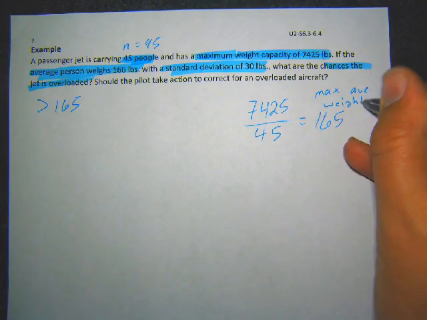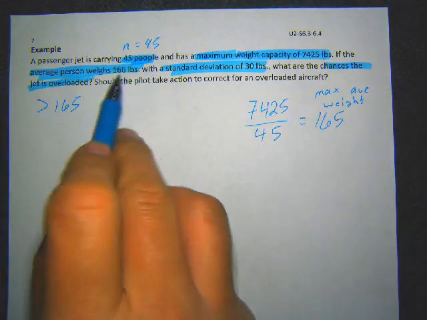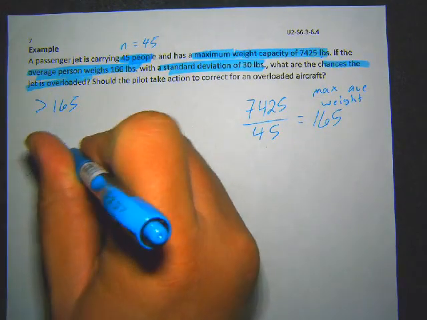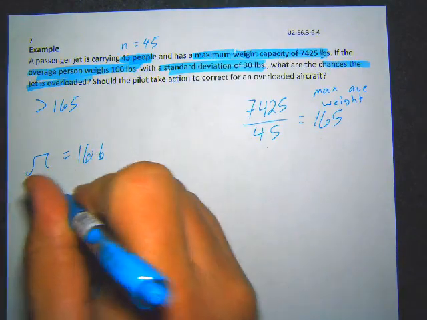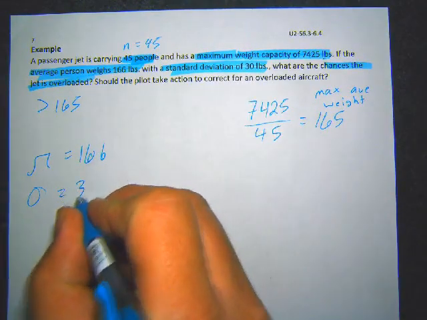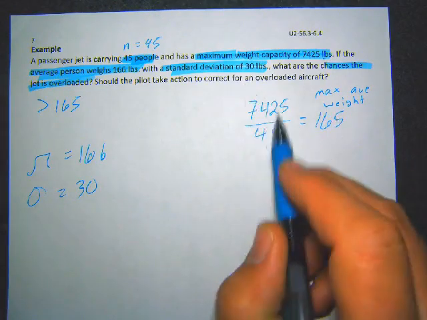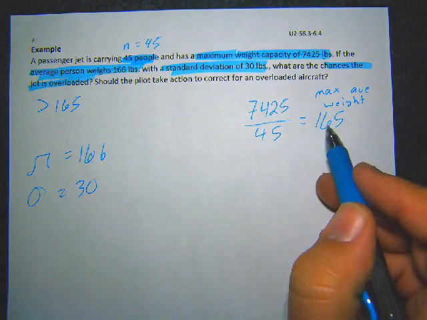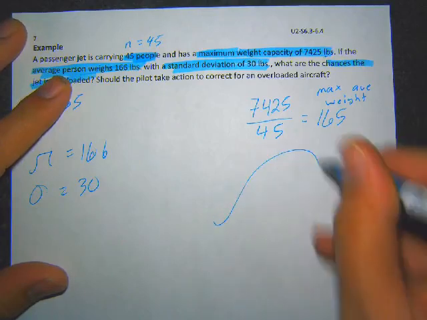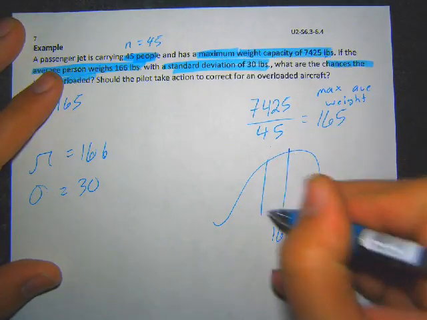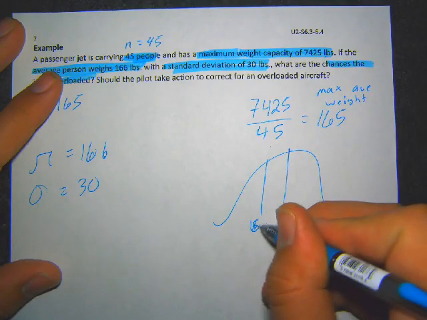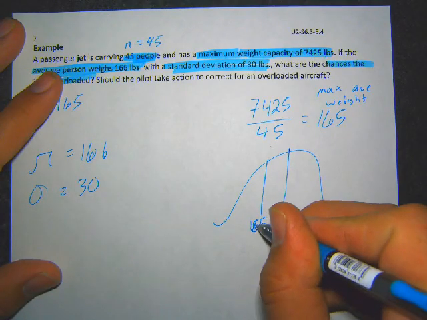Yes, I know the real average weight of people is 166. That's the population average, right? So the population average is 166 with a standard deviation of 30 pounds. But we have to look at the chances, what's the probability that the average weight for this group is above 165. So if I draw the normal distribution, 166 would be in the middle, and then 165 would be on this side. Oh, 165.